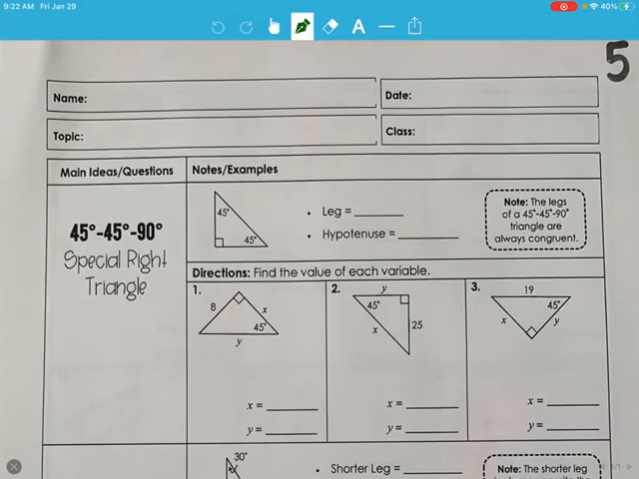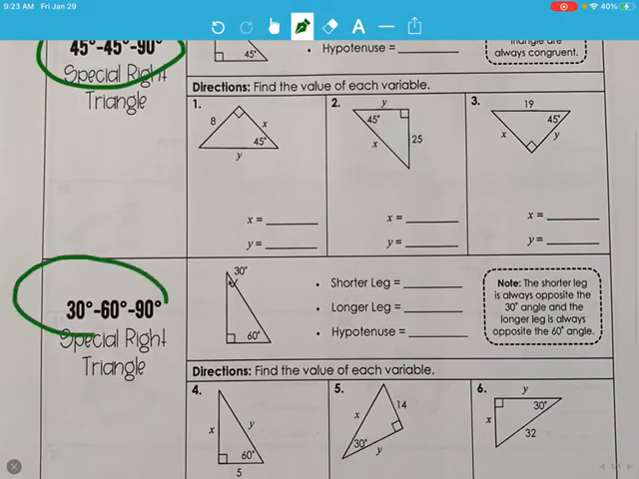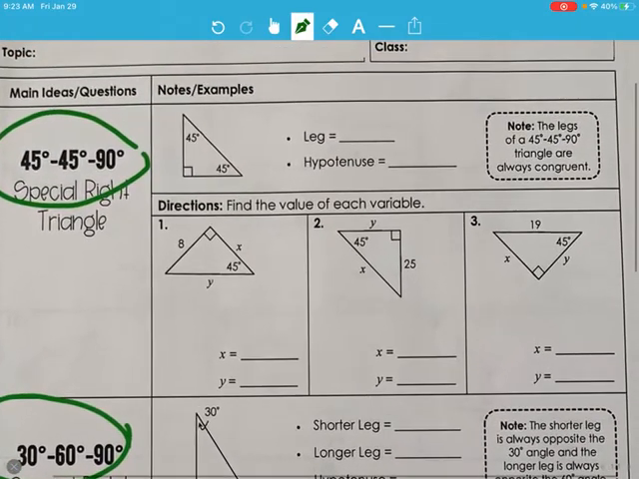Today, guys, we're looking at special right triangles, and there are two different kinds. There's the 45, 45, 90, and also the 30, 60, 90, okay? So two different situations. We'll start with the 45, 45, 90.